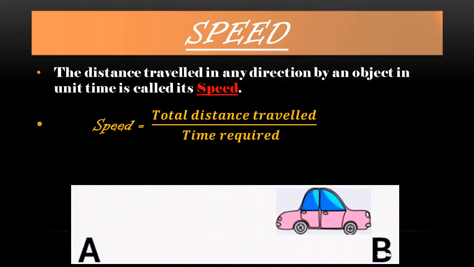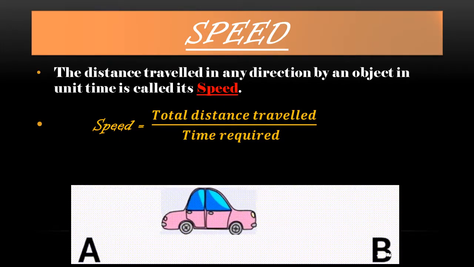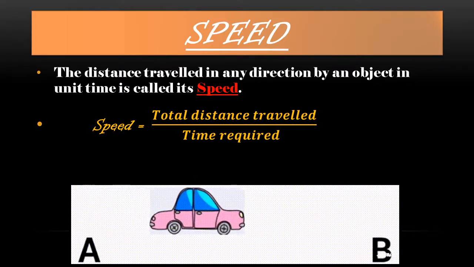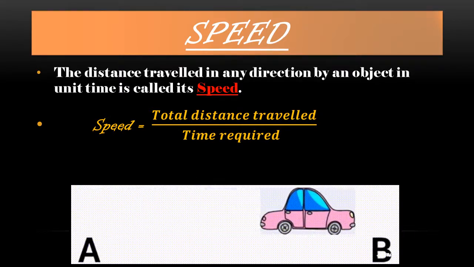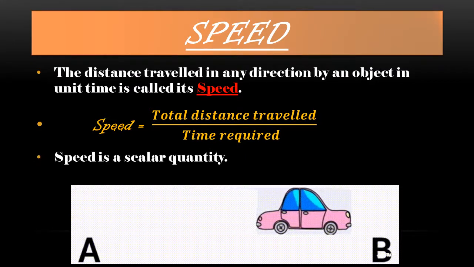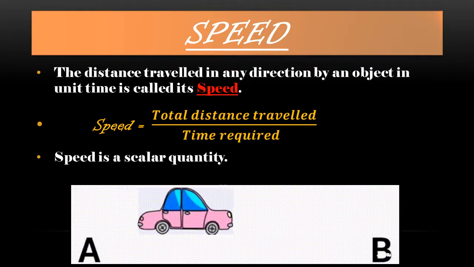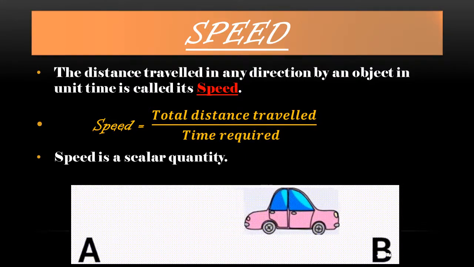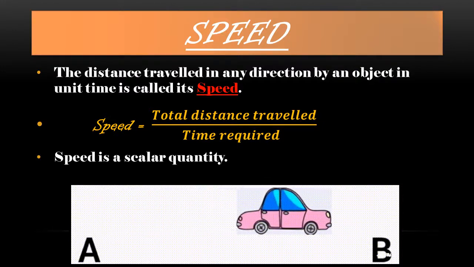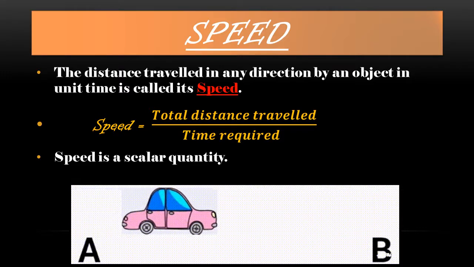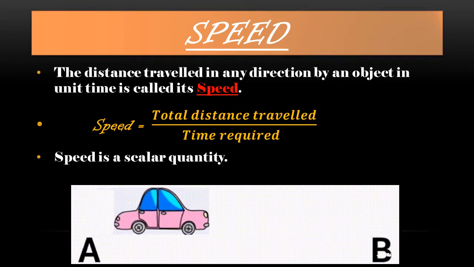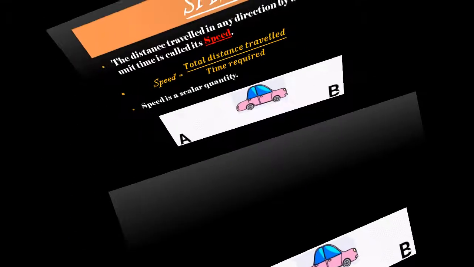And we have a formula for speed, that is speed is equal to total distance traveled, that means the distance traveled by an object, upon time required. And speed is a scalar quantity. In our previous video we have discussed what is a scalar quantity. In short, a scalar quantity is a physical quantity which has magnitude but no particular direction. So speed is a scalar quantity.